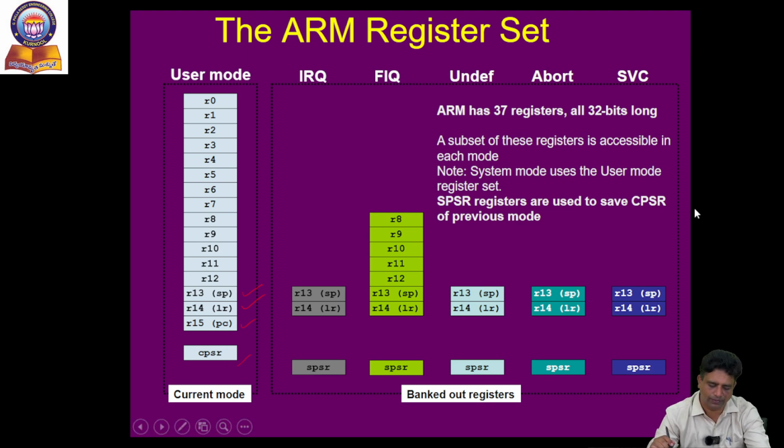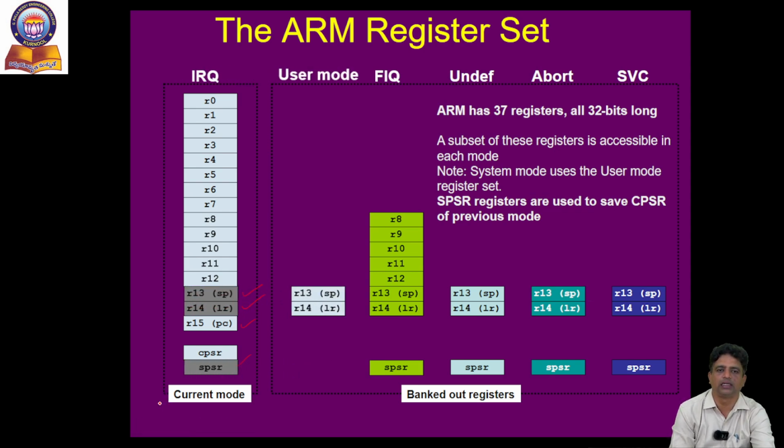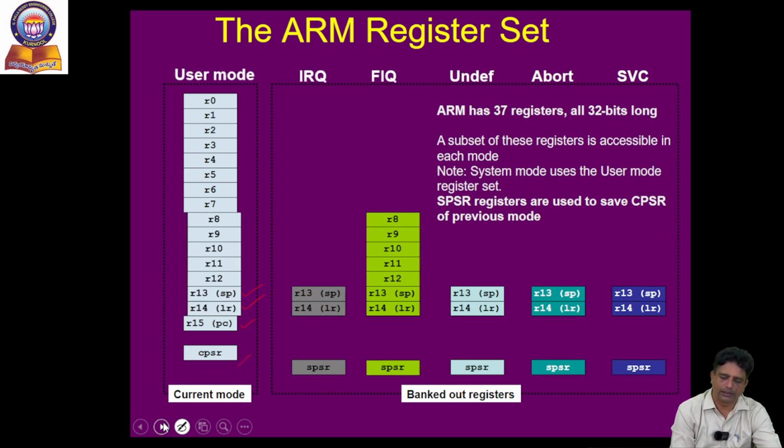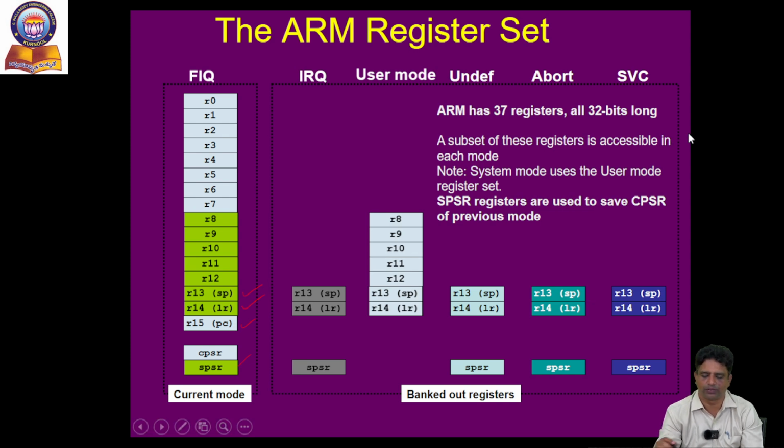Suppose we shift from one mode to another mode, we can see which registers are getting highlighted here. So we will have only R13, R14 and SPSR, the saved program status register, operating in this. If we see FIQ mode, what happens? Along with SP, LR and SPSR, R8, R9, R10 and R11 to R12 are being utilized for the operations. So we can see the statement saying a subset of 3 registers is accessible in each mode here.